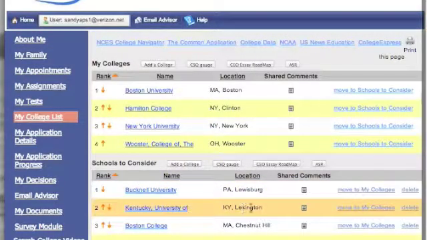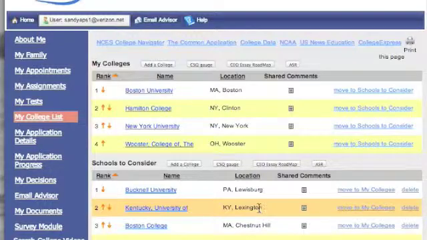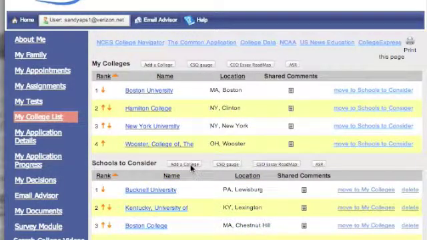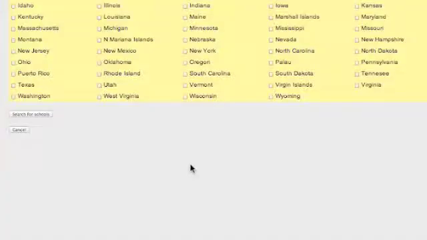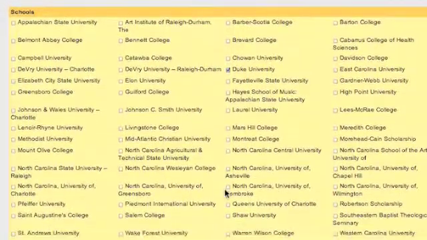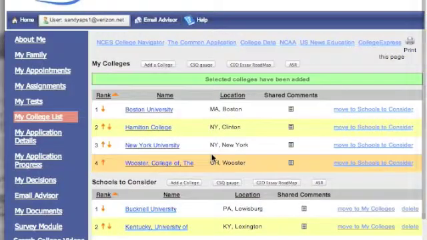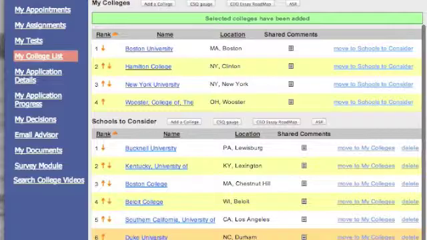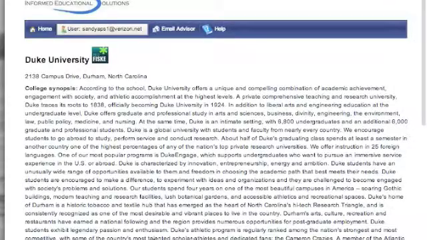If you're interested in seeing a CSQ of a college that you might want to consider, then what you need to do is add that college to your schools to consider list. So you would go to this little button that says Add a College, pick the state where the college is. So let's say we're going to look at Duke. We would go to North Carolina, search for schools, go to Duke, and add it to the list. And then we have Duke here, and we would just click on Duke.